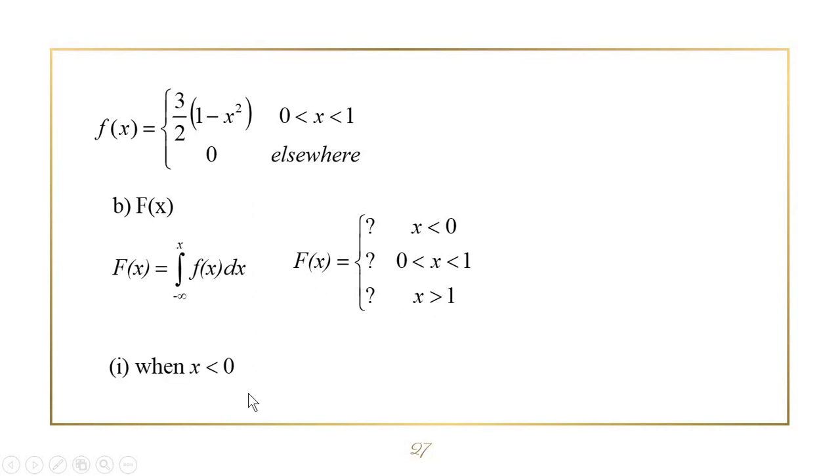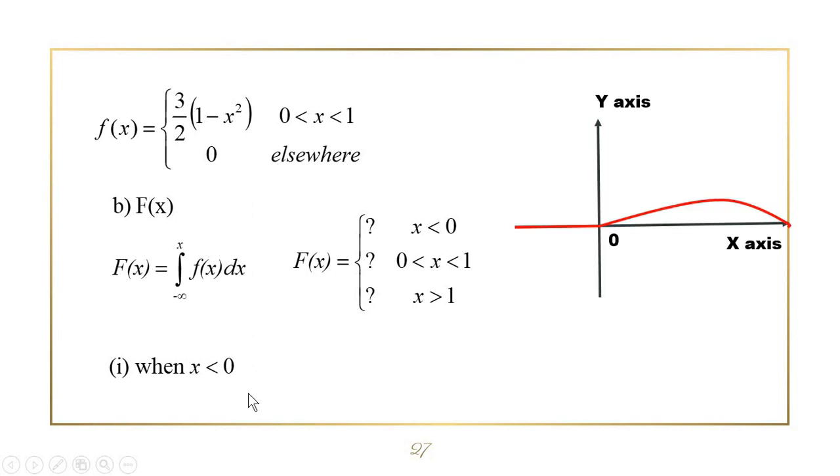Okay, so when x is less than 0, suppose this is your graph of small f of x. Suppose x is negative, that is, x lies in this interval. So here the upper limit is negative. When the upper limit is negative, you know small f of x is 0. So substitute that, you get capital F of x as 0.